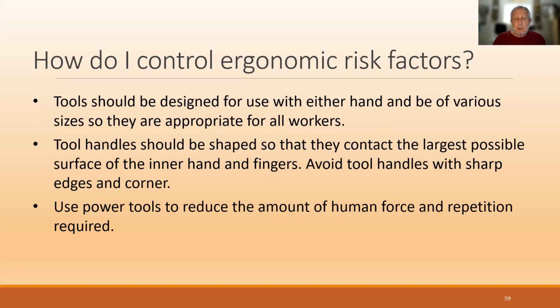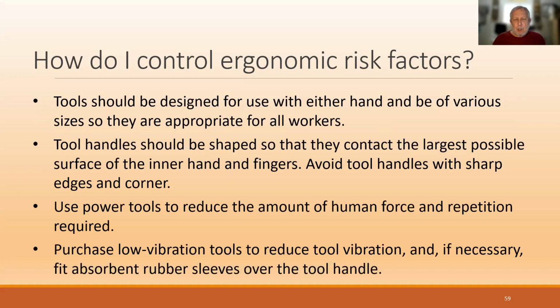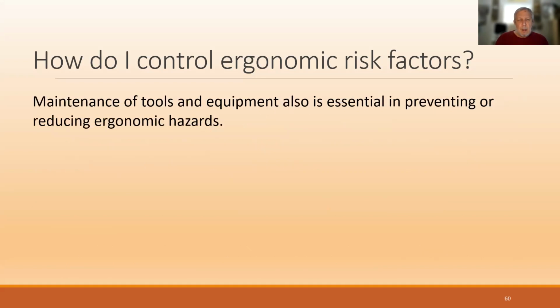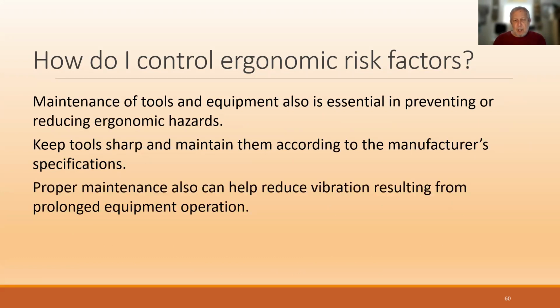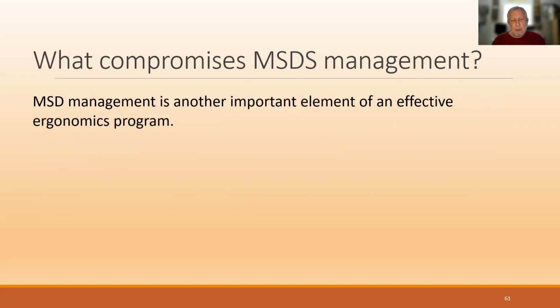Use power tools to reduce the amount of human force and repetition required. Purchase low vibration tools to reduce tool vibration, and if necessary, fit absorbent rubber sleeves over the tool handle. Maintenance of tools and equipment also is essential in preventing or reducing ergonomic hazards. Keep tools sharp and maintain them according to the manufacturer's specifications. Proper maintenance can also help reduce vibration resulting from prolonged equipment operation.